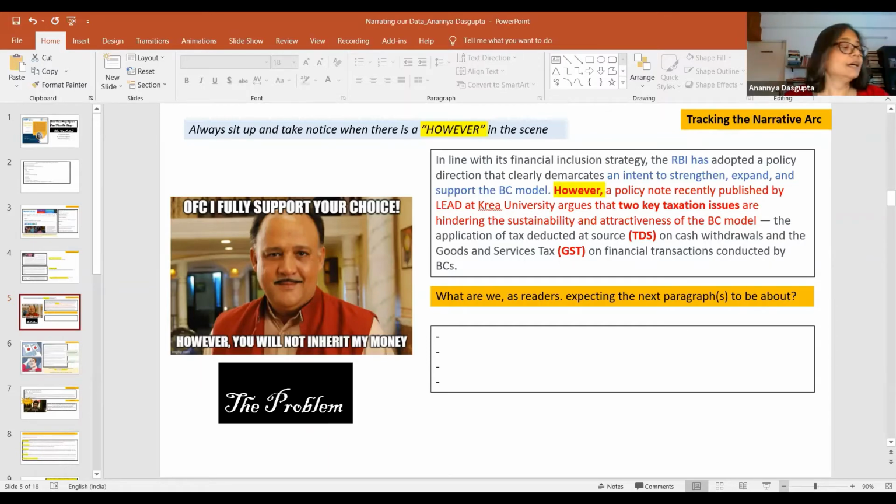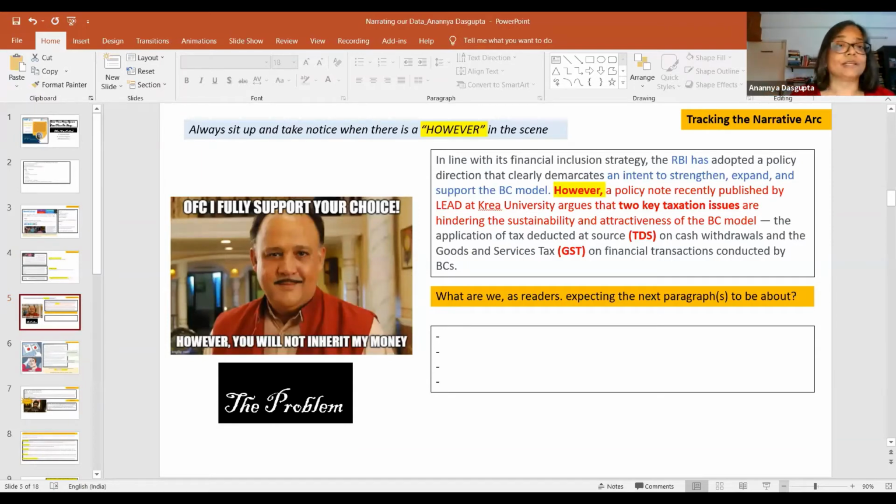As you can see, our Sanskari Alok is doing on the left. Oh, of course, I fully support your choice. However, you will not inherit my money. Right? So same thing is going on here. So however, a policy note recently published by LEAD argues that two key taxation issues are hindering the sustainability and attractiveness of the BC model.